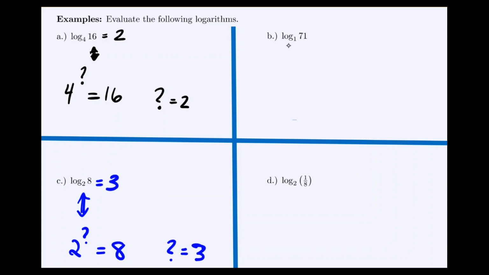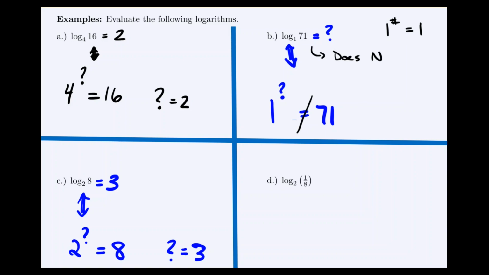Now for the next one, if we were to write this as an exponential, we don't know its value, but we have 1 to our unknown value would give us 71. But this is just not possible because 1 to any number stays 1. So this is not going to happen, and this logarithm value does not exist. So what this means is the original statement is just kind of nonsense. It doesn't work because 1 to any number is 1, so there's no way you can raise 1 to a number and end up with 71.